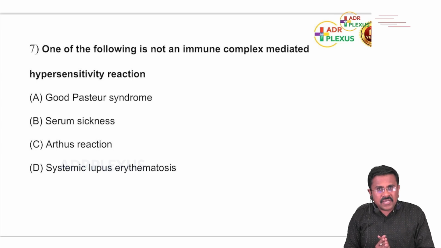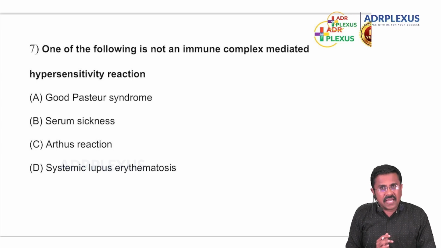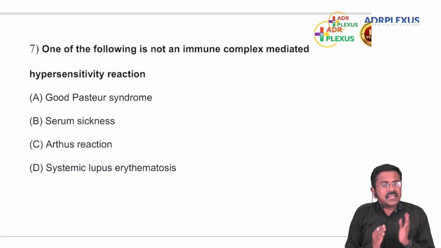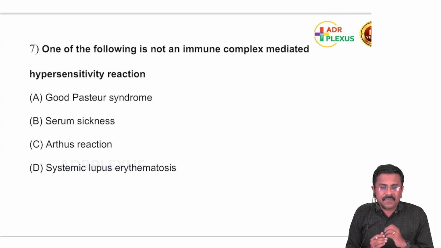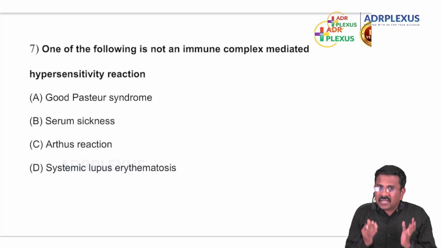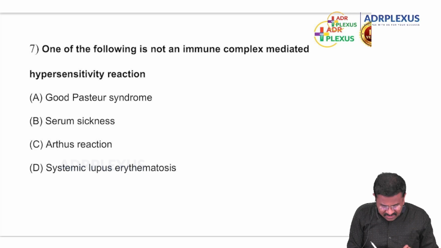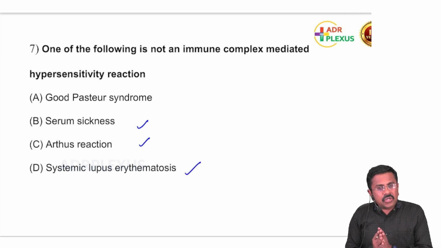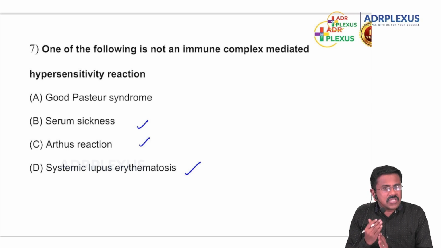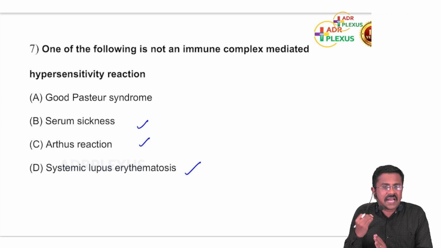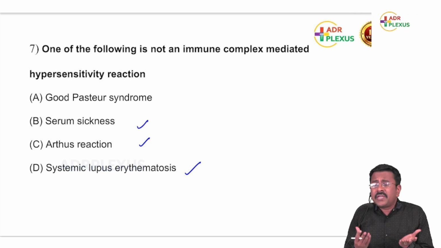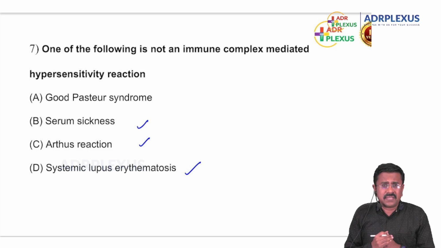One of the following is not an immune complex mediated hypersensitivity reaction. So immune complex hypersensitivity reaction means it is a type 3 hypersensitivity reaction, where the classical examples are serum sickness, Arthus reaction and SLE. Coming to Goodpasture syndrome. What is this Goodpasture syndrome? Antibodies are directed against the glomerular basement membrane as well as the alveolar capillary basement membrane. So the patient presents with hematuria and hemoptysis.